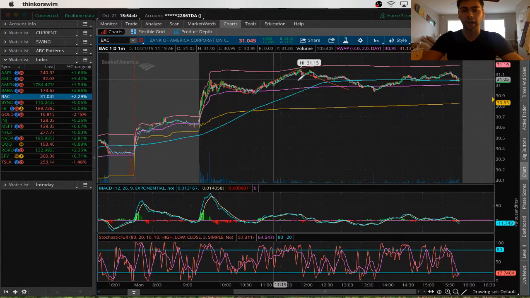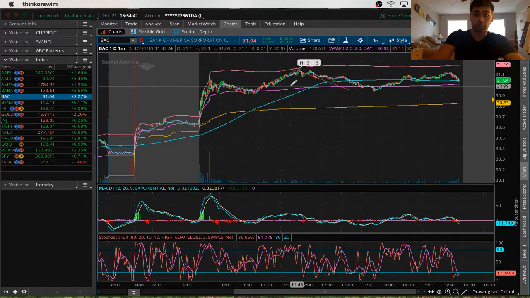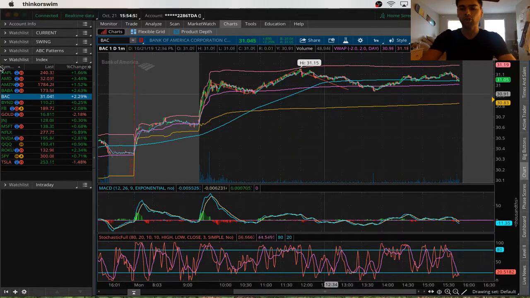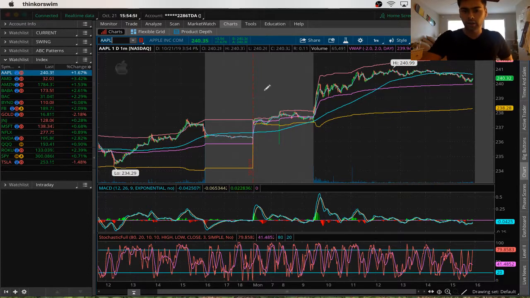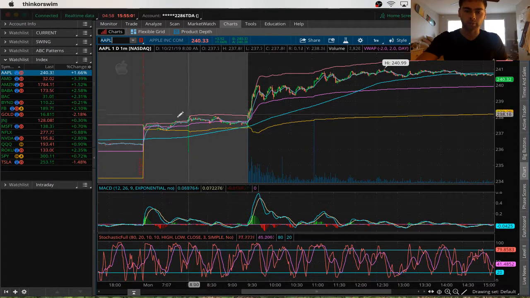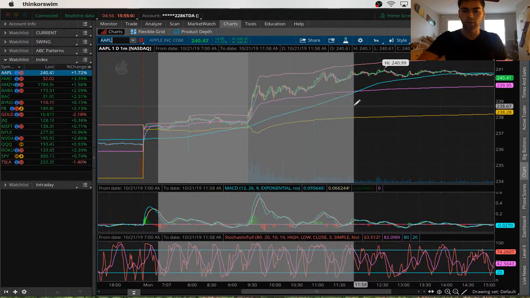Sometimes it'll come back down at the highs. Sometimes it'll come a little bit below the highs. Sometimes it'll break the highs. But it always forms this M, this lopsided looking M. So now let's just go over to Apple. This also happened on Apple today. We can see the pullback pattern. I just want to give you guys a couple different case scenarios to reference.